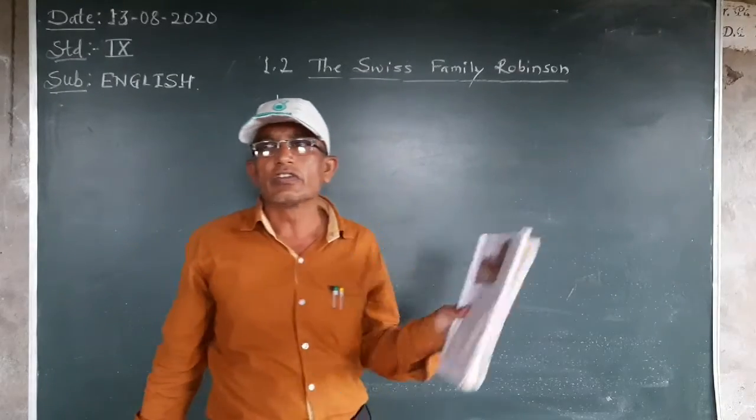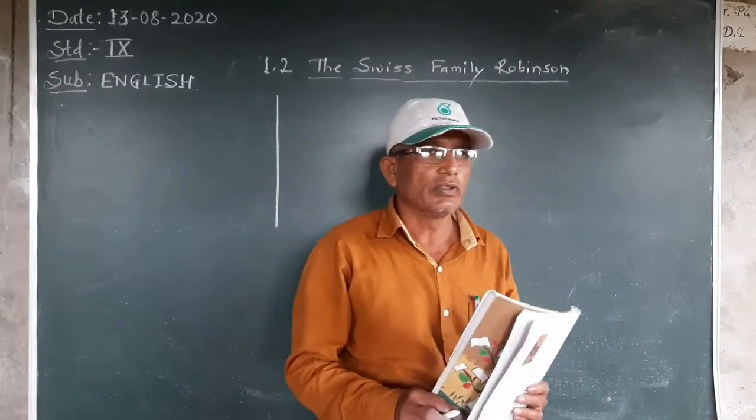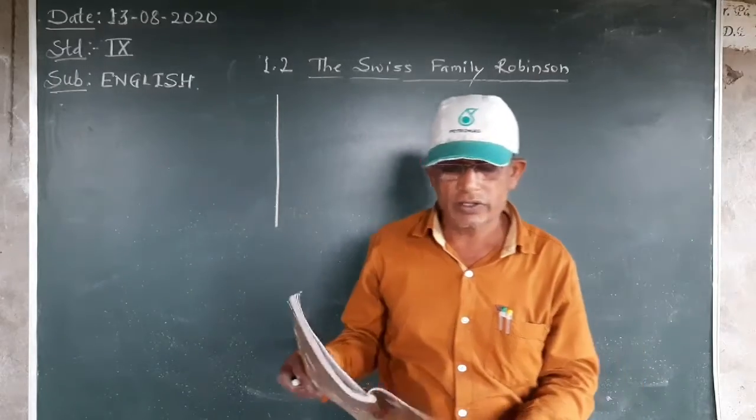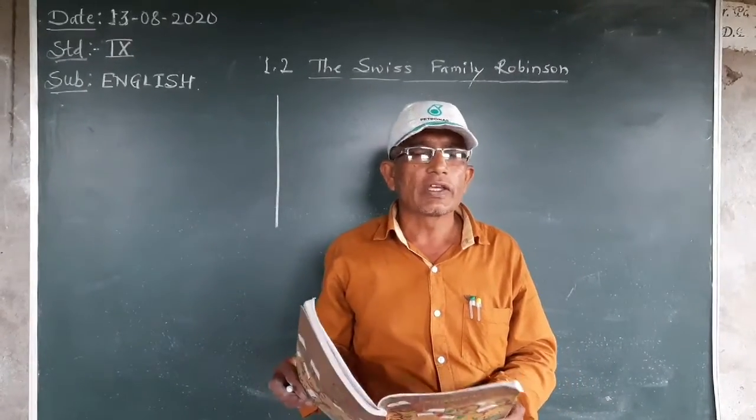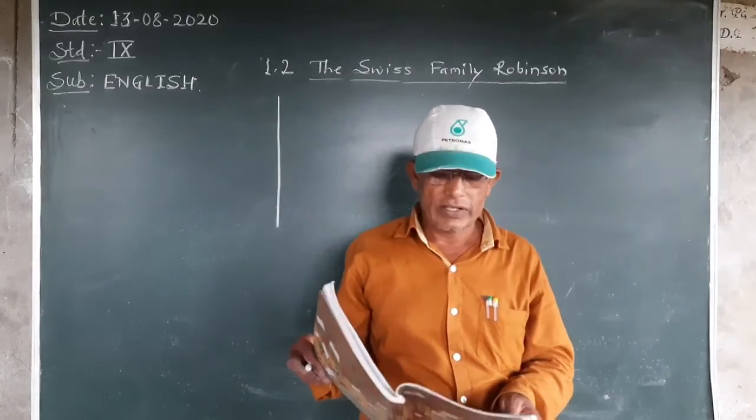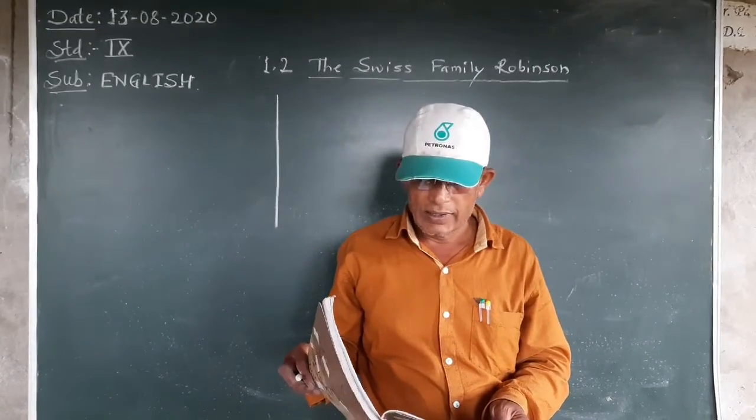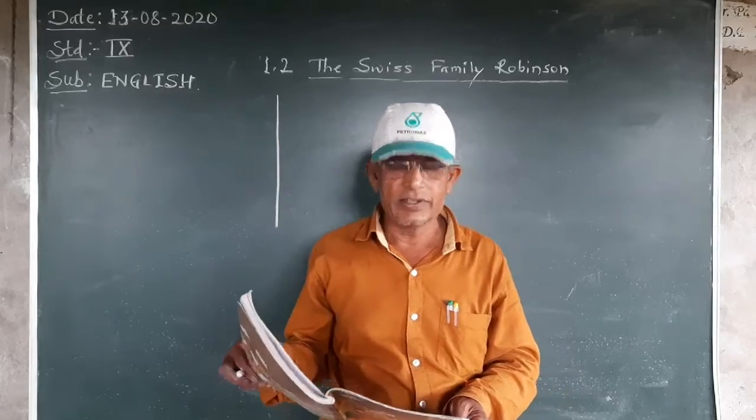Students, we have already studied this lesson. Last time you got some previous knowledge about The Swiss Family Robinson, and you know the characters in this lesson: William, Elizabeth, and their children Fritz, Ernest, Jack, and Frank.